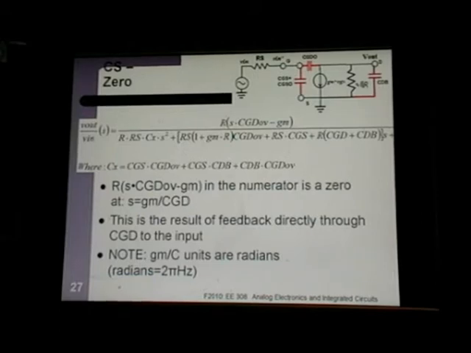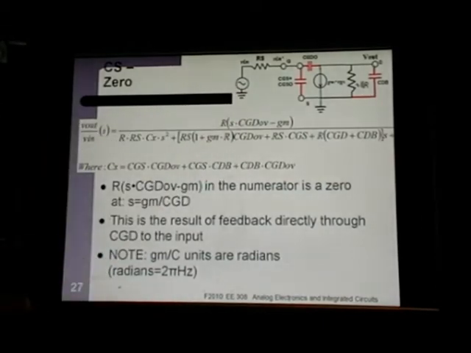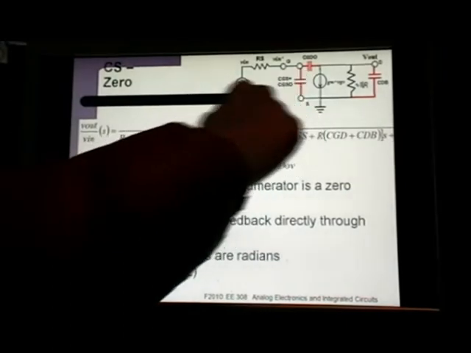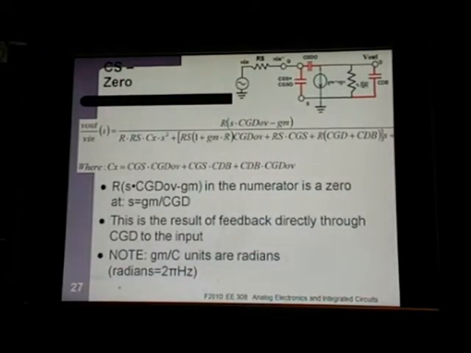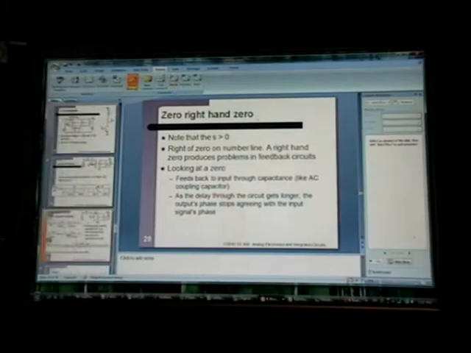Okay, this zero right here is due to that capacitance from the output to the input, specifically the CGDO, the overlap capacitance. And I think that's for this slide. Okay, and this is just a comment on it being a right-hand plane zero. Let's make that a right-hand plane zero.